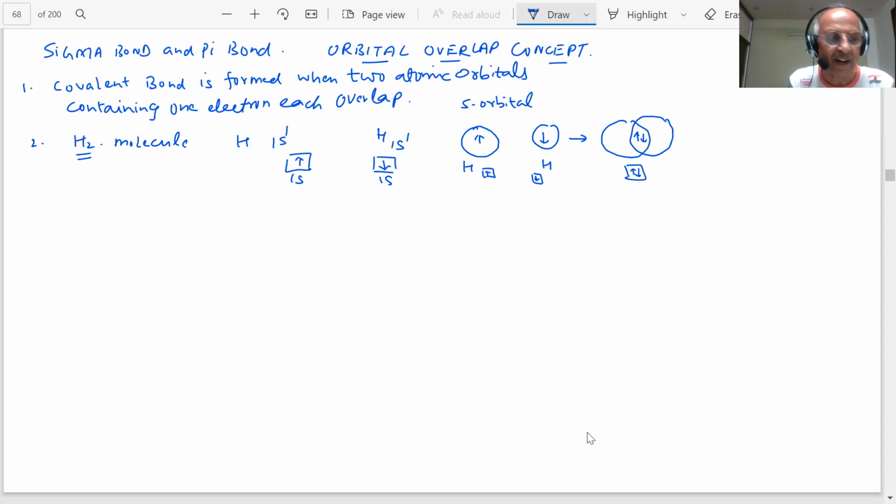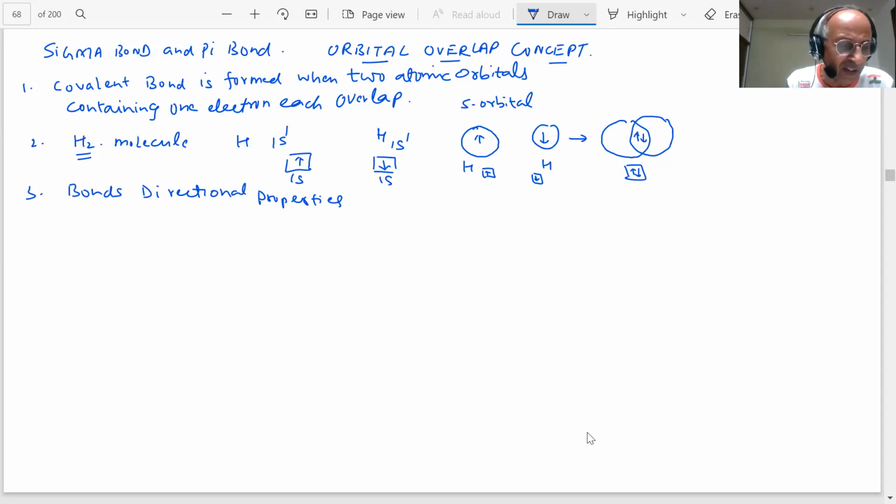Now, in this case of hydrogen, you have only one s orbital. Because of this atomic orbital, students, you know that there is a definite orientation, a direction, of the properties of the bond. The bonds have directional properties, students, because of the atomic orbital overlap which is taking place.